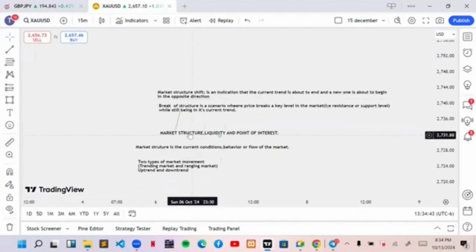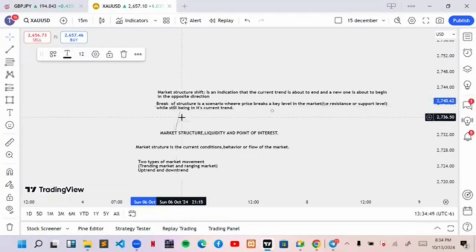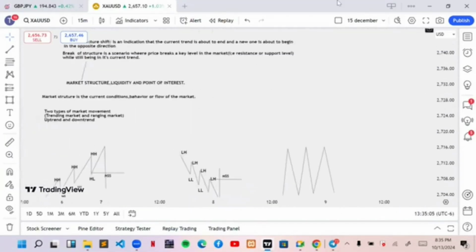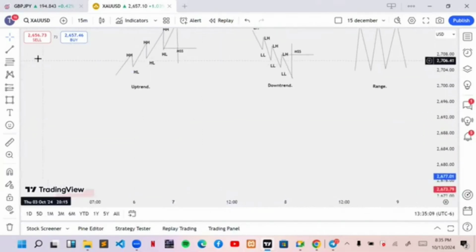So these are the two things that I look out for in the structure part of my strategy: market structure shift and then break of structure. For market structure shift, I'm looking to take a trade in the opposite direction of the previous trend. But in break of structure, you're going to take a trade in the same direction as the current trend, but it has to break a key level of price. I've given you an example of a market structure shift. Let me now give you an example of a break of structure.